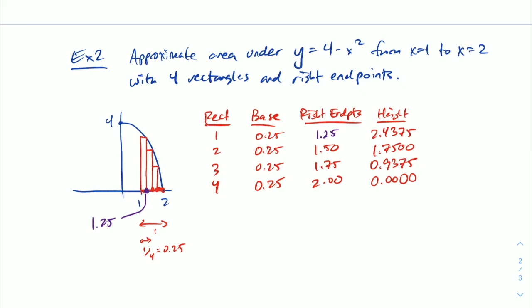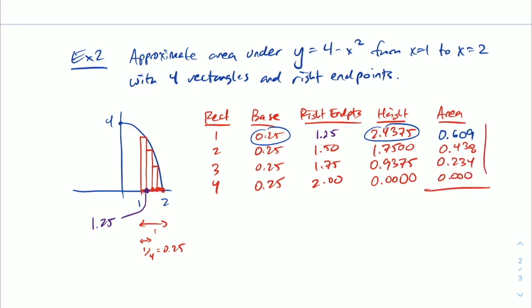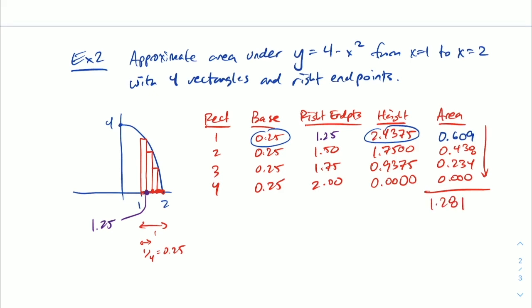All right, then we take these heights, we multiply by the base to get the area. I'm going to round to 3 decimal places here. So my first number is going to be 0.609 when rounded to 3 decimals. I'll get 0.438, 0.234, and 0. And then adding those up, I'm going to get 1.281. So I would say the area is approximately 1.281.